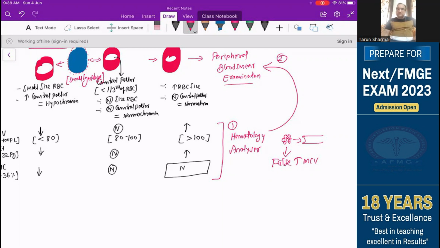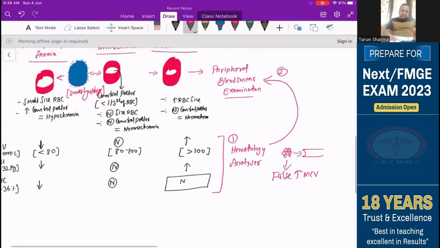So in which cases are we going to make the peripheral blood smear? If there is any abnormality in the MCV, MCH or MCHC value. At that time we have to make the peripheral blood smear to confirm the findings of the CBC analyzer. I think now you got the point.